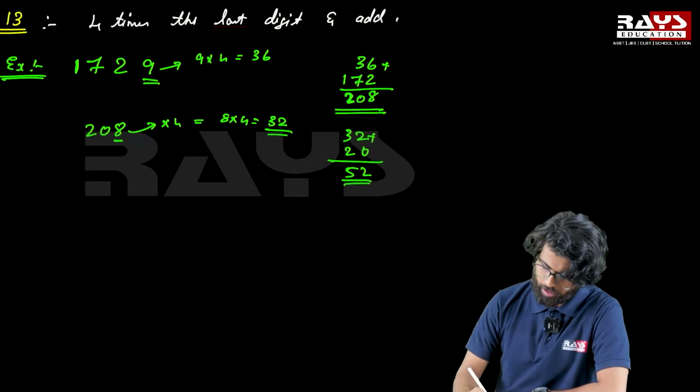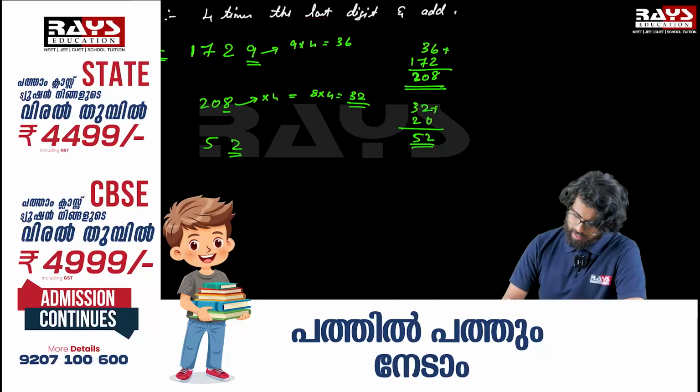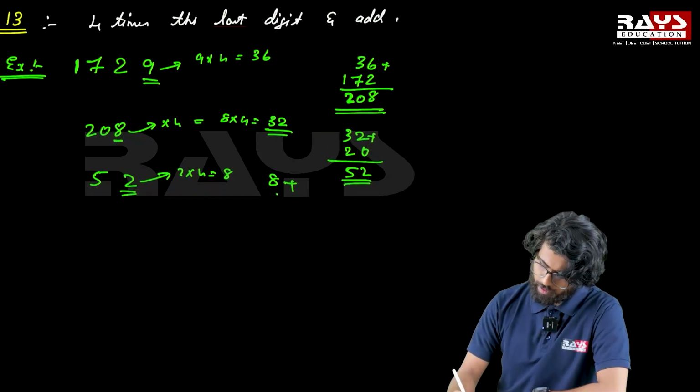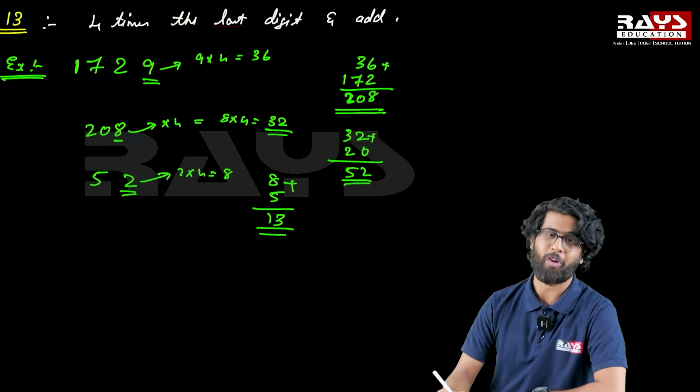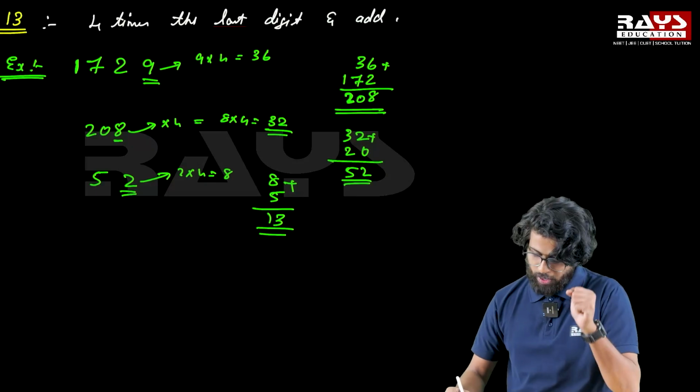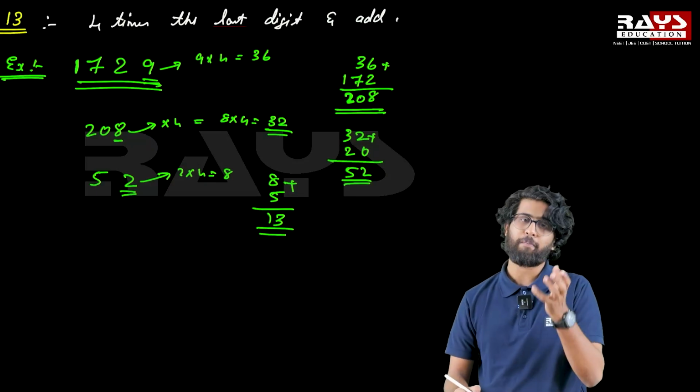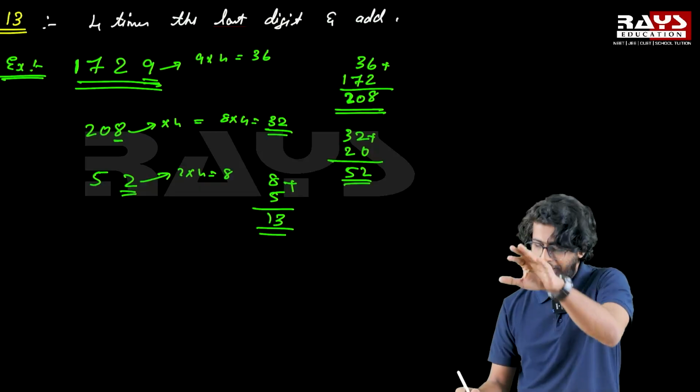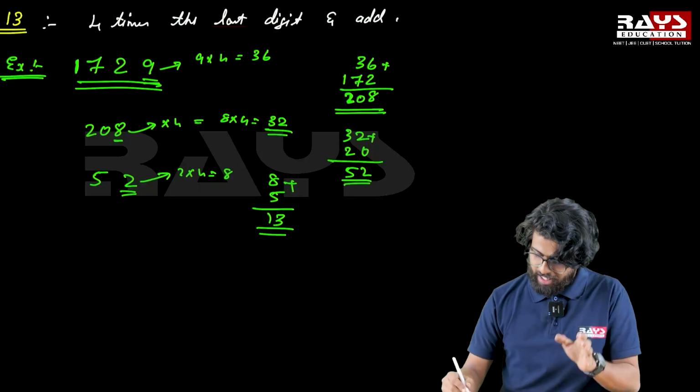So I'm going to do it again. 52. The last number, let's multiply 2 into 4, that is 8. Then 8 plus 5 will give you 13. And 13, I know, is a multiple of 13. So we can say that 1729 is a multiple of 13, or it's divisible by 13. So that's the trick, guys.